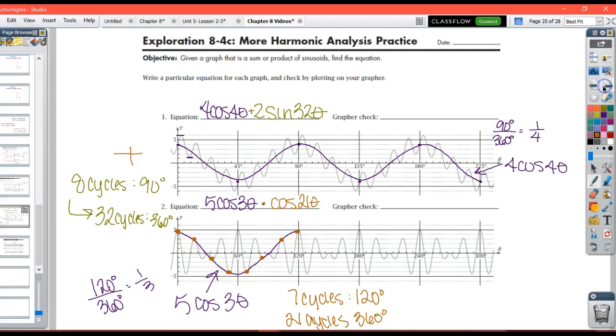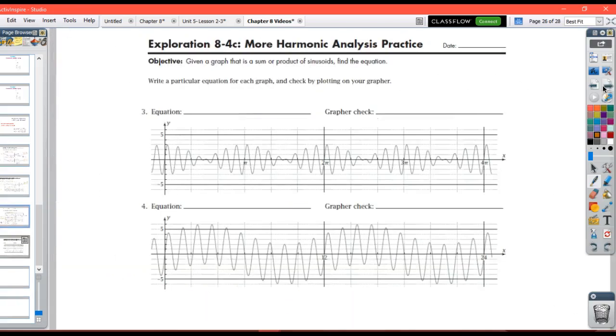So now we're going to look at number 3 and 4, and so keep in mind that we are in radians. This first one, the amplitude is changing. That tells me that we are going to multiply 2 trig functions together. Here the sinusoidal axis is changing, so we're going to add 2 trig functions together. Okay, just like the others, I'm going to draw in the larger sinusoid first.